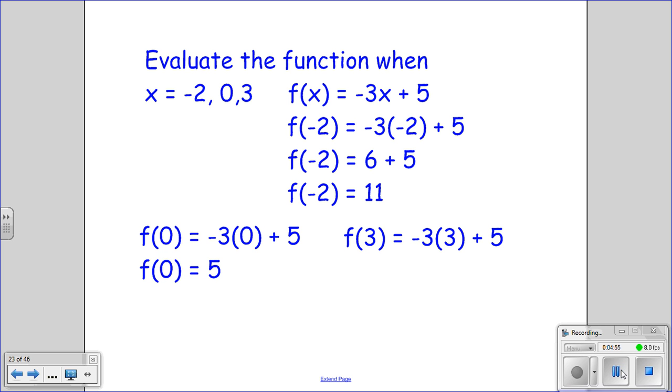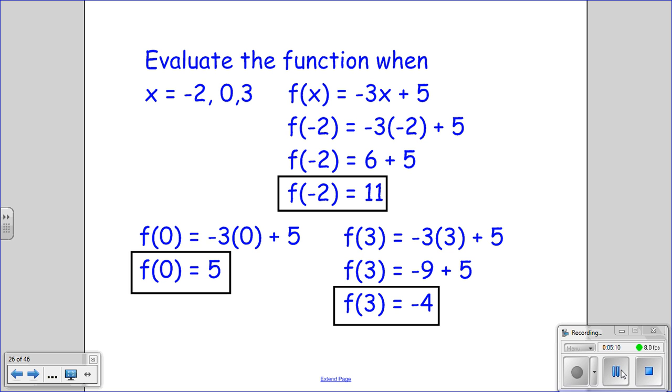Notice we have negative 3 times 3 plus 5 on the right, and we put f of 3 on the left-hand side. Simplify, so that you have f of 3 equals negative 9 plus 5, and f of 3 equals negative 4. You have 3 different answers for this problem. Because they gave you 3 x's, you had to find the value of the function 3 times.